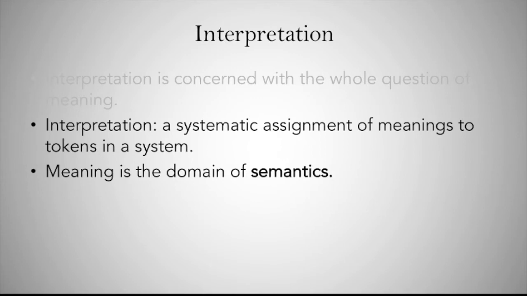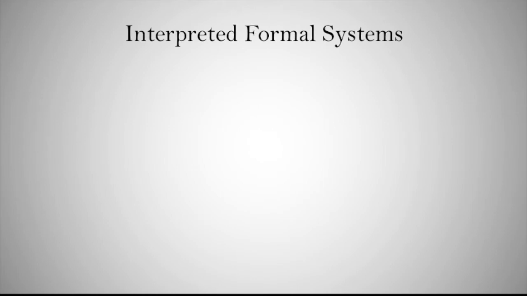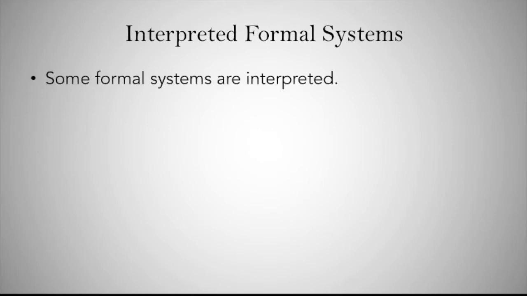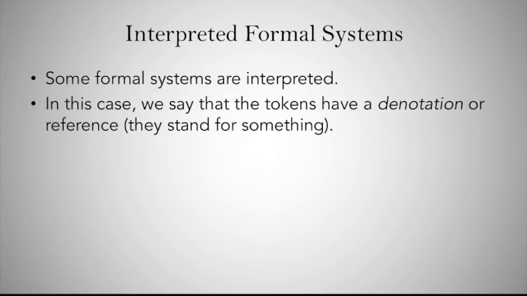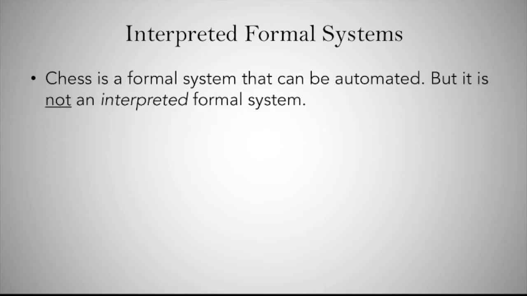Haugeland has a conception of semantics and of meaning that may differ from what you might find in other sources. Okay, back to our topic. Some, but not all, formal systems are lucky enough to get an interpretation. In this case, we say that their tokens have a denotation or reference, meaning that they stand for something. So chess, for instance, is a formal system that can be automated, but it is not an interpreted formal system. Outside of the rules of the game, the pieces have no intrinsic meaning, or at least you don't have to care about the meaning to be playing chess.